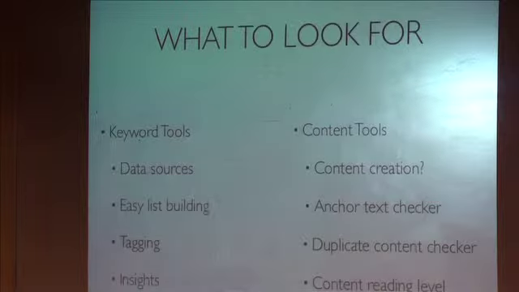And for me, when I look at content tools, I'm looking at them to let me know what the anchor text is, so I don't have to go through and look at every single link. I want something to crawl the page for me and let me know what links we're using and what text we're using around them. Duplicate content checker, that's pretty self-explanatory. And then the last one I think people overlook a lot, content reading level.